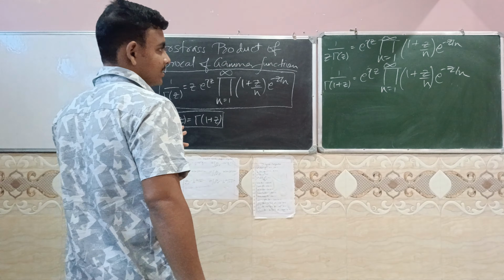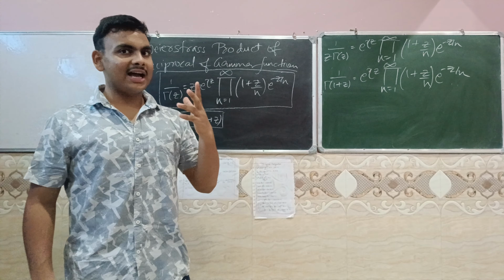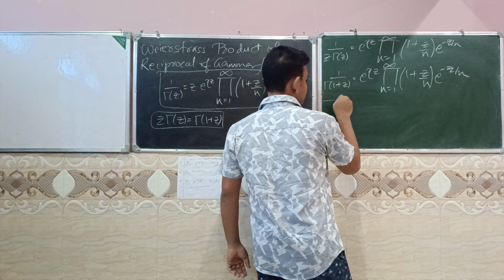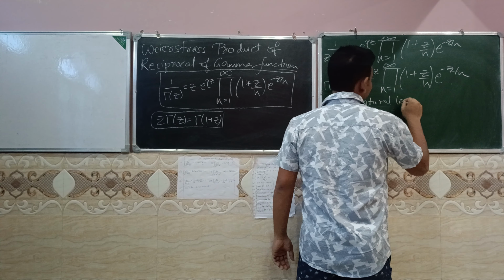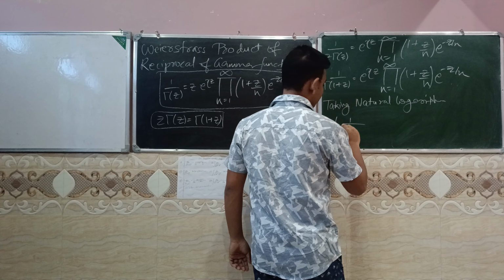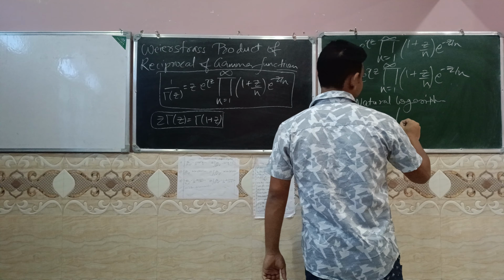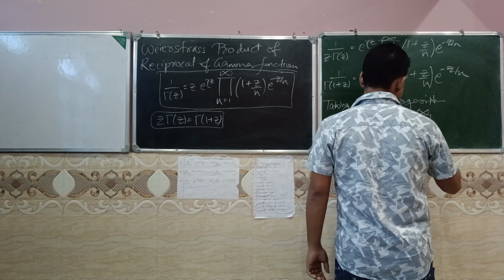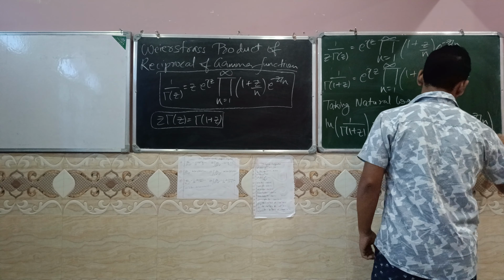Okay, and now our next step: we have made gamma of 1 plus z in the denominator over there, so we just have to talk about the natural logarithm of that. We're just going to take the natural logarithm on both sides. So that's going to be natural logarithm of 1 over gamma of 1 plus z equals natural logarithm of this big chunk of things, which is e to the Euler-Mascheroni constant times z, and times the product of 1 plus z over n e to the negative z over n. Okay.